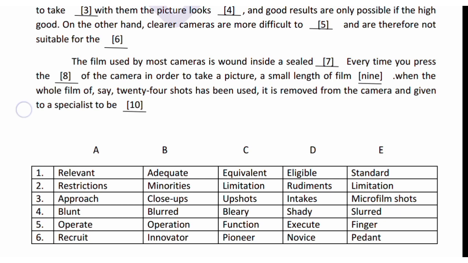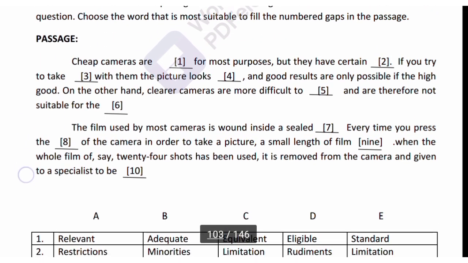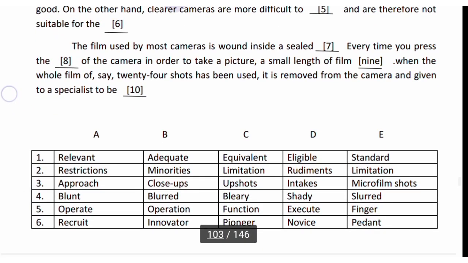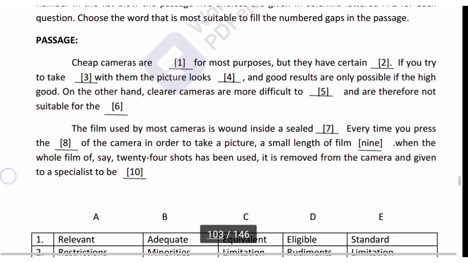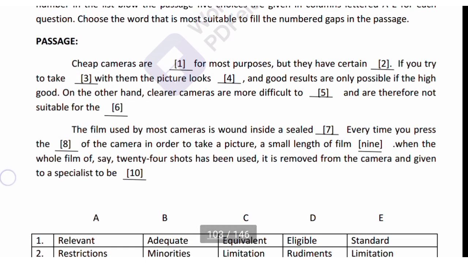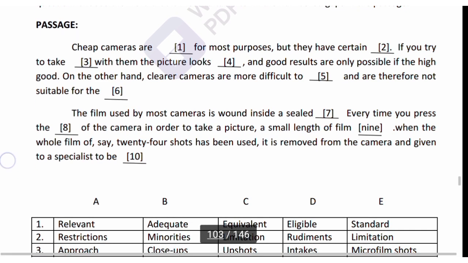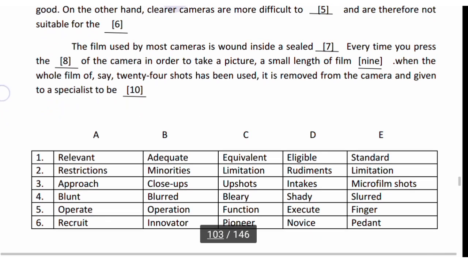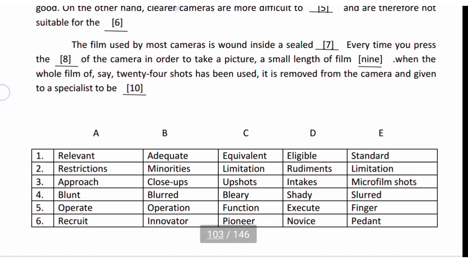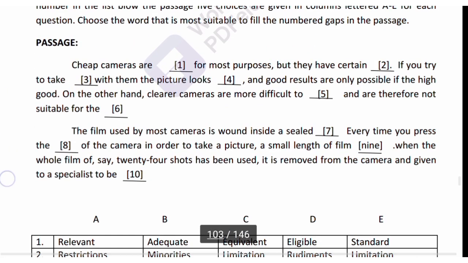The picture looks blurred, and good results are only possible if the light is good. On the other hand, the daylight cameras are more difficult to operate, and are therefore not suitable for the dash. That's option C for number 6. They are not suitable for a novice. Okay, a novice is someone that first handles it, that doesn't know anything concerning it.